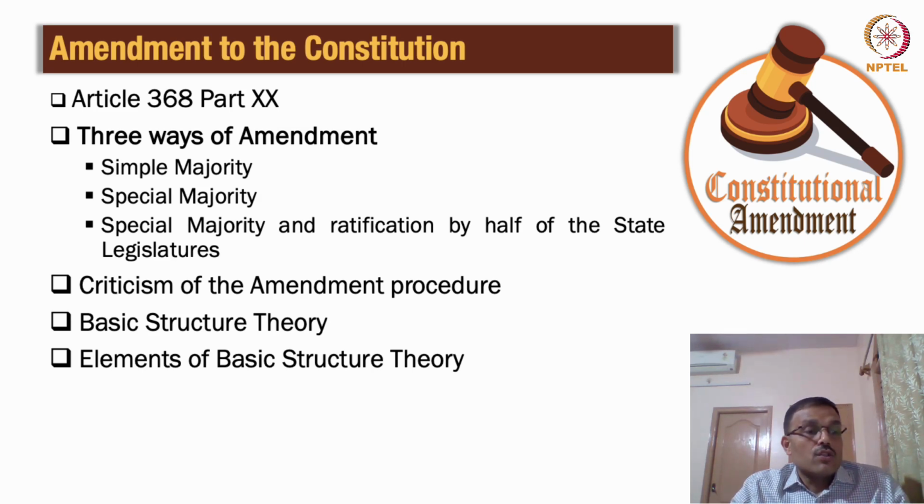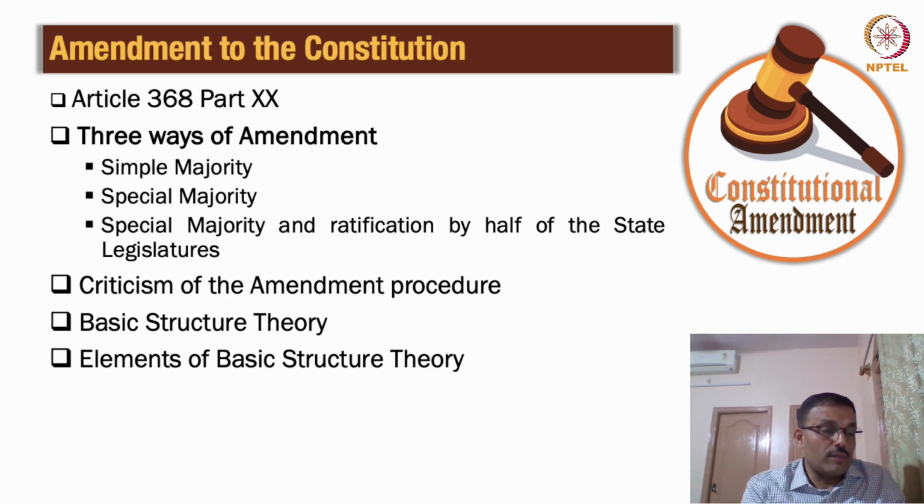So you will notice that the president's assent is required, and the president must give his or her assent. In case the president withholds assent, the bill cannot be sent back to the president once again. The constitution would stand amended once the president gives assent. So the role of both the houses and the president is critical in bringing about any such constitutional amendment.